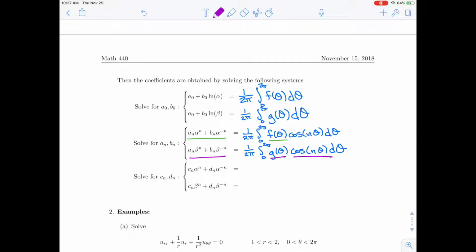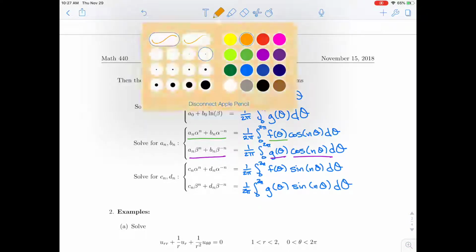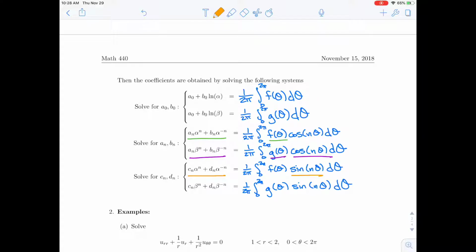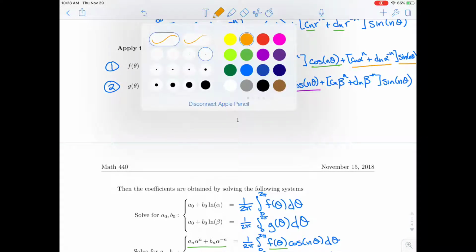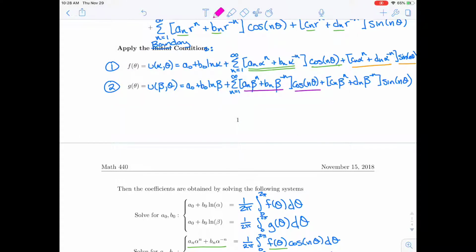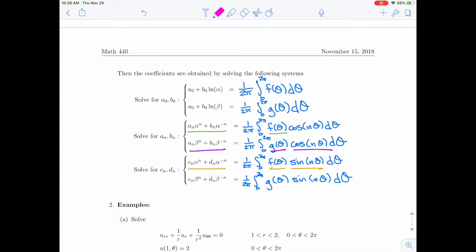Now similarly, we're going to want to get the c sub n's and the d sub n's. Those are going to be 1 over 2 pi integral from 0 to 2 pi of f of theta sine of n theta d theta, and 1 over 2 pi integral from 0 to 2 pi g of theta sine of n theta d theta. So again, we're matching these c sub n's with the sine n thetas. Those come from this part right there. And then picking another color, the coefficients of sine n theta in the second equation are going to match these beta terms right there.